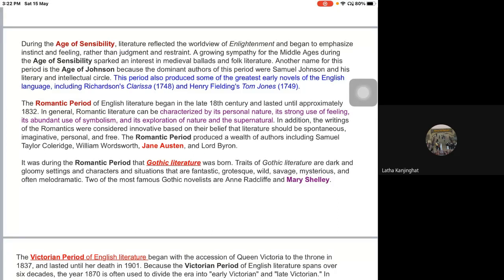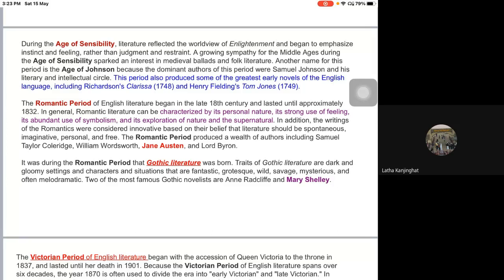Then comes the Romantic period of English literature. It began in the late 18th century and lasted until approximately 1832. In general, Romantic literature can be characterized by its personal nature, its strong use of feeling, its abundant use of symbolism, its exploration of nature and the supernatural. So symbolism was given importance, nature was given importance, and also the supernatural was given importance.